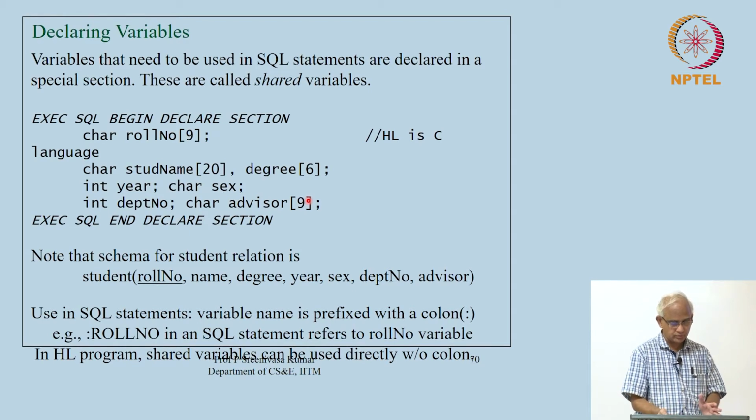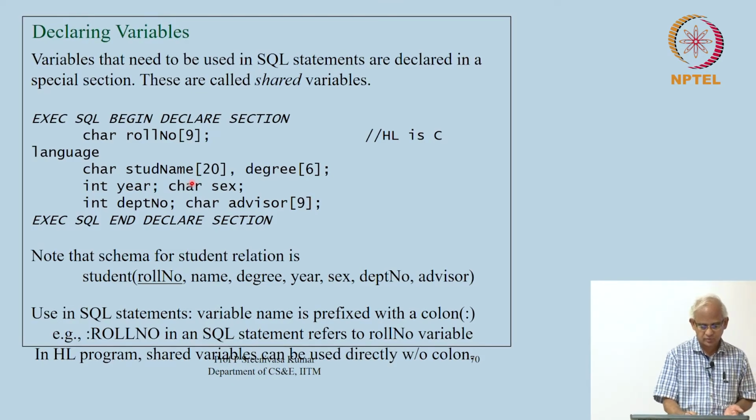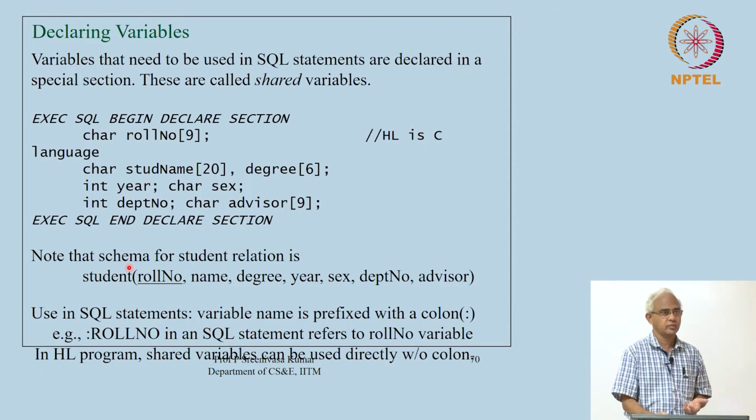Okay. So, this is how shared variables can be used in order to pass data from your environment where your C program is running to the database environment, through these SQL commands. So, you will initialize these things in your program and then use them inside an embedded SQL command, and then those values will be passed on to the database server. That is how the whole mechanism will work.